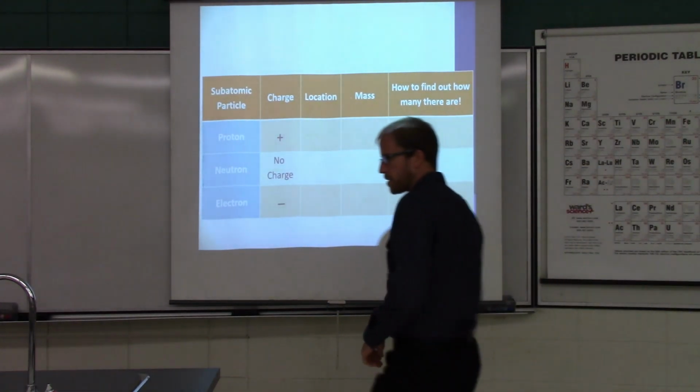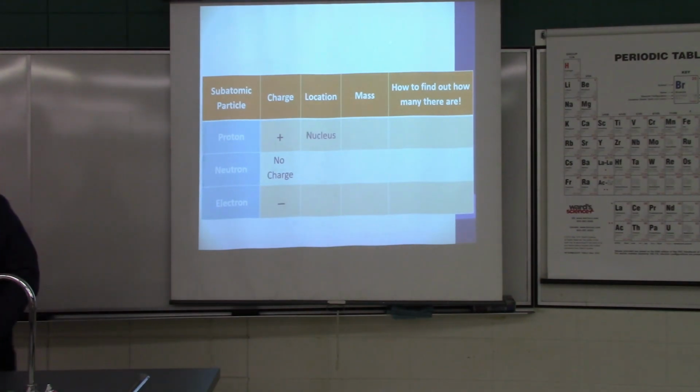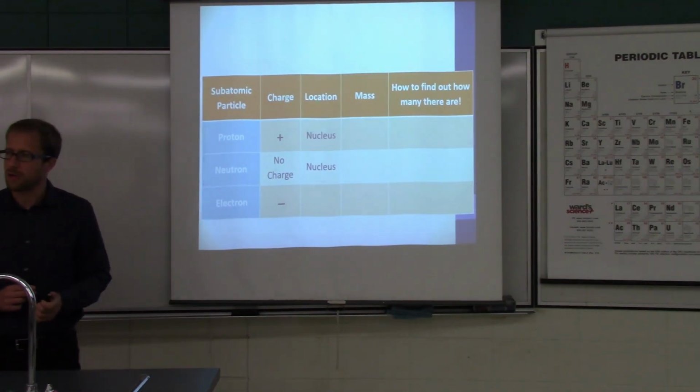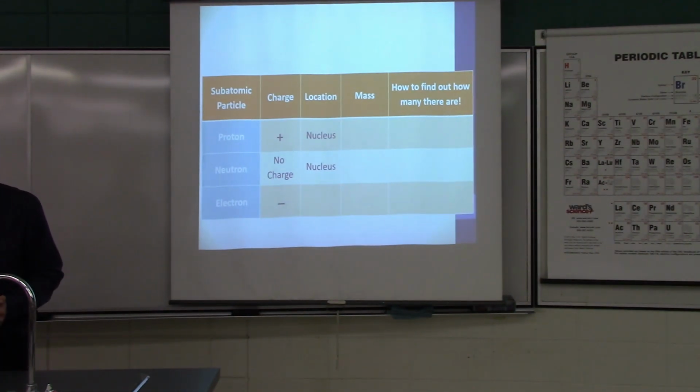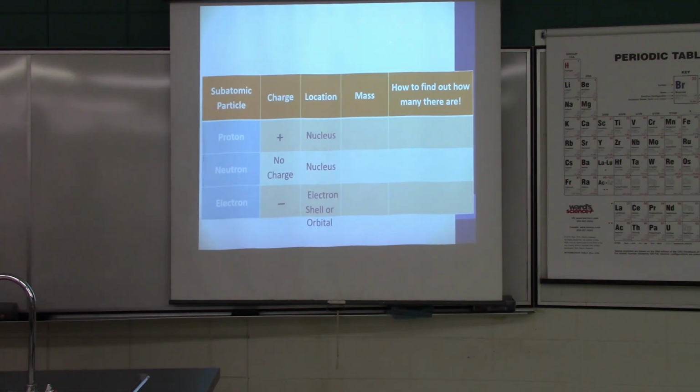Where do we find protons? Nucleus. Where do you find neutrons? In the nucleus. Where do you find electrons? The outer rings. Yeah, electron shells or orbitals. I'll be calling them orbitals. They orbit outside of the nucleus.